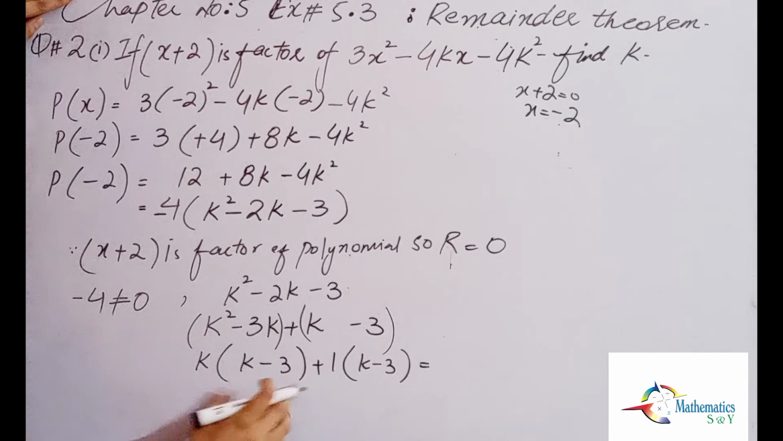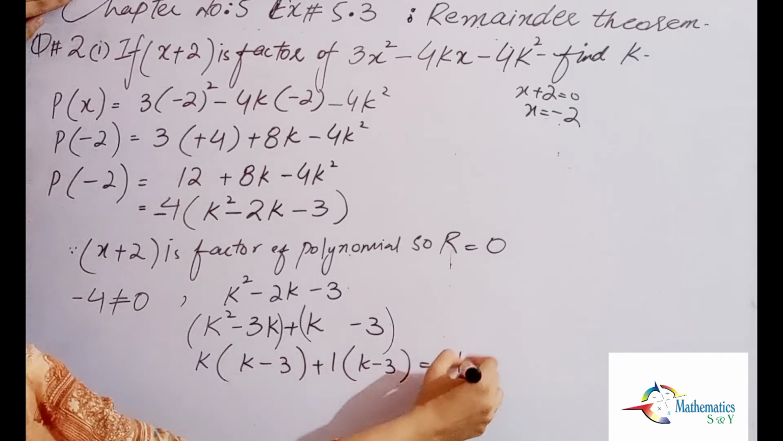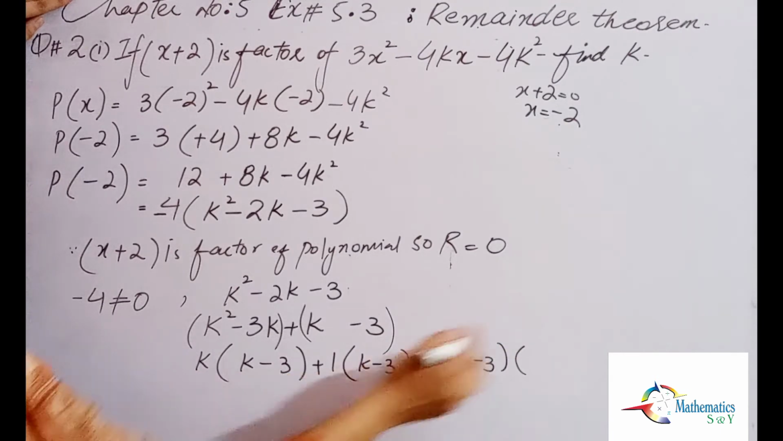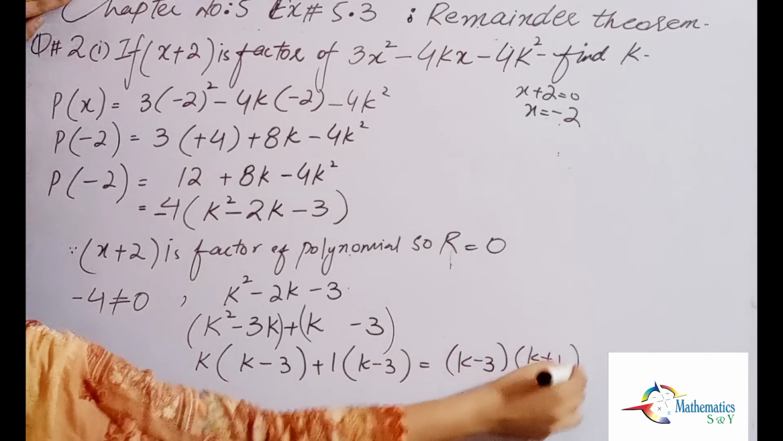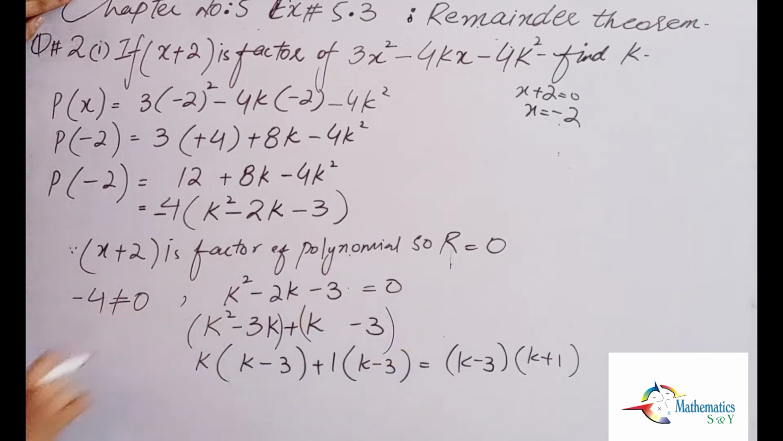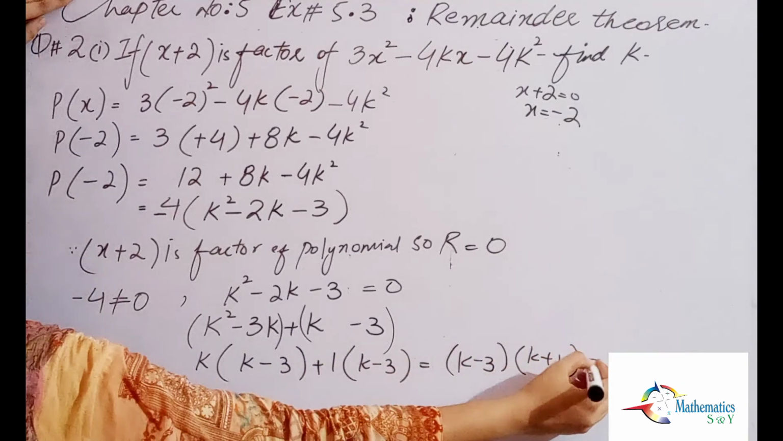Here you can see that both k minus 3 are the same factors. It will be common. And what is left? k plus 1. And I have put this equal to 0, because the remainder is equal to 0. So we put this equal to 0.